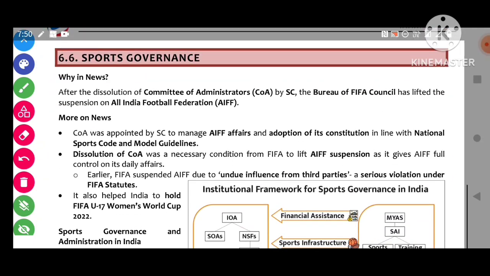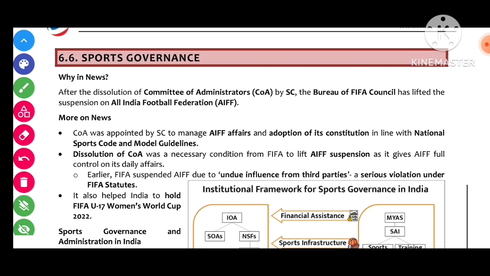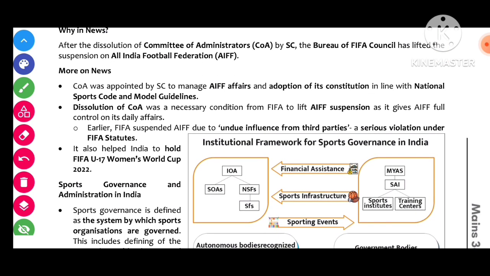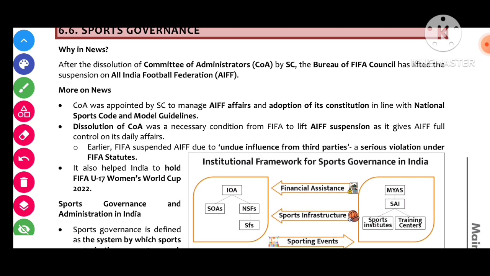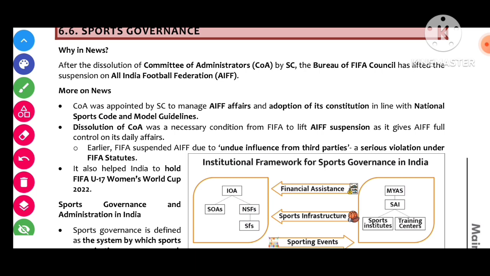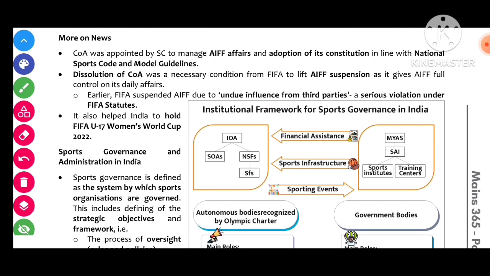And sports governance. What is sports governance? Why was it in the news? After the dissolution of the Committee of Administrators by the Supreme Court, the Bureau of the FIFA Council has lifted the suspension of the All India Football Federation. So this has been in the news since 2021, when allegations were made by the FIFA Council against the All India Football Federation chief, which was delaying the appointment of the All India Football Federation chiefs. Okay, so you can remember.